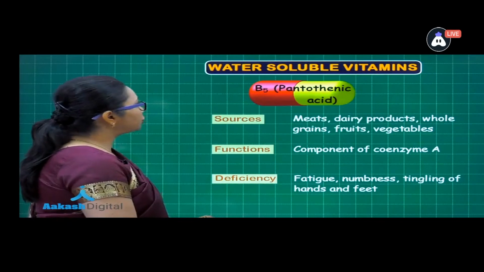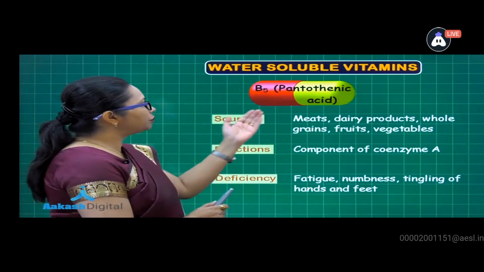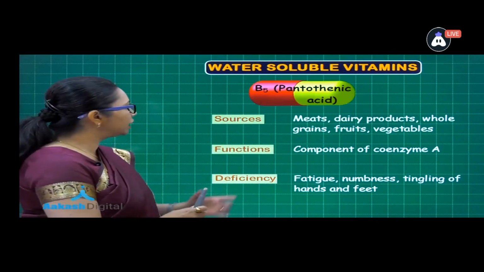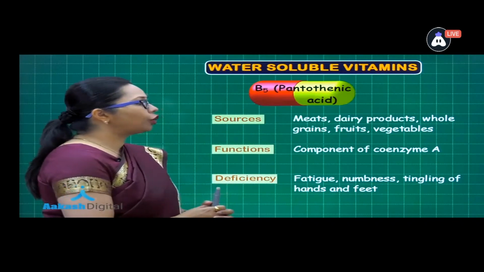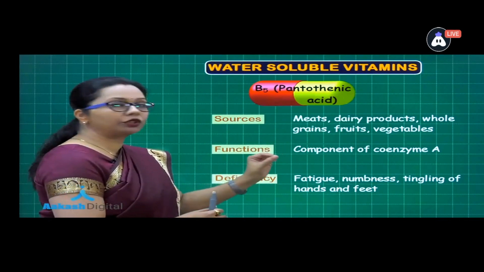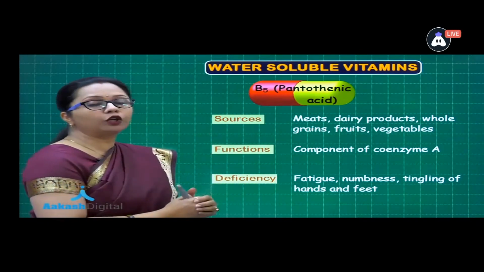Now moving on to the next one, that is B5 or pantothenic acid. This one is present in meats, dairy products, whole grains, fruits, vegetables. It is a component of coenzyme A. Coenzyme A again is one important coenzyme of the process of cellular respiration.